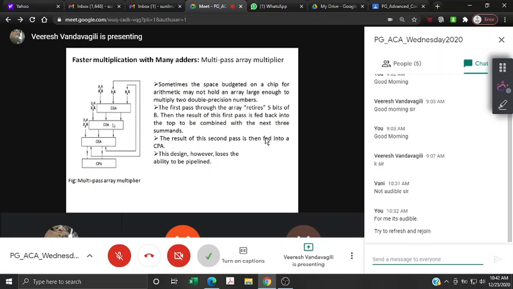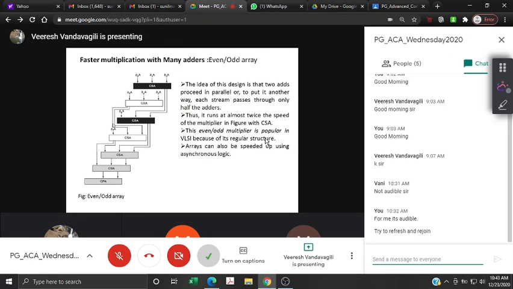With some techniques we can increase the pipelining to improve the performance. So faster multiplication with many adders: even and odd array. In the even and odd array, the operations on the sum bits will be divided and done separately.